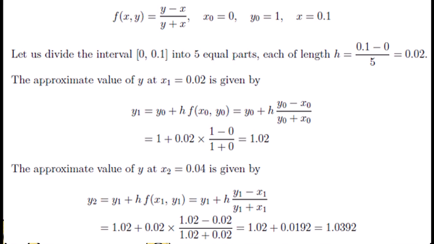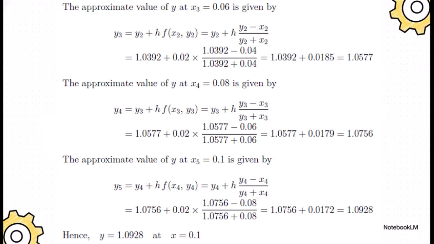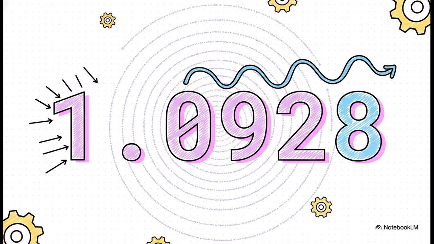So we plug in our starting point to figure out the initial slope. We take our first step of 0.02 in that direction, and we land at our first approximation, y1 equals 1.02. Now, here's the key. We use that new point to calculate the next slope and take another step. It's like a chain reaction, where each new answer becomes the starting point for the next one, until we've done all 5 steps. And there we have it. After 5 little jumps, our approximation for y at x equals 0.1 is 1.0928. We've taken an equation with no clean formula and actually managed to pull out a concrete numerical answer. We found the X on the smudged part of the map.